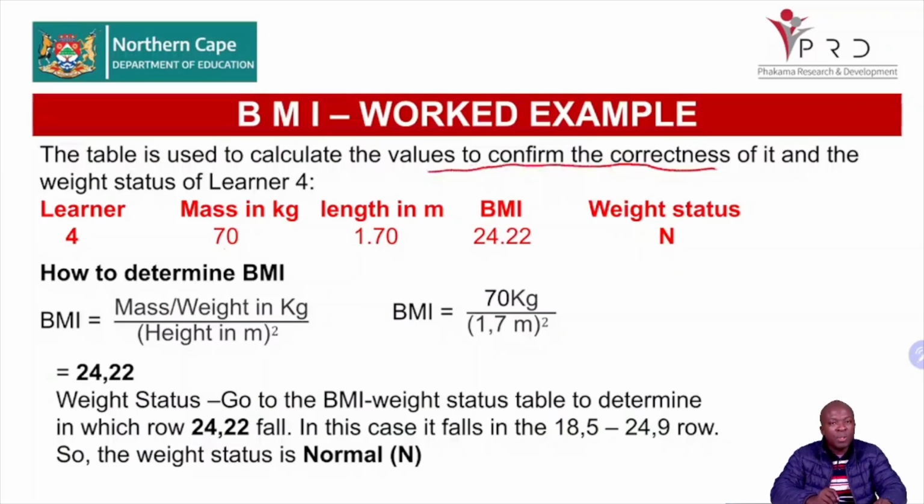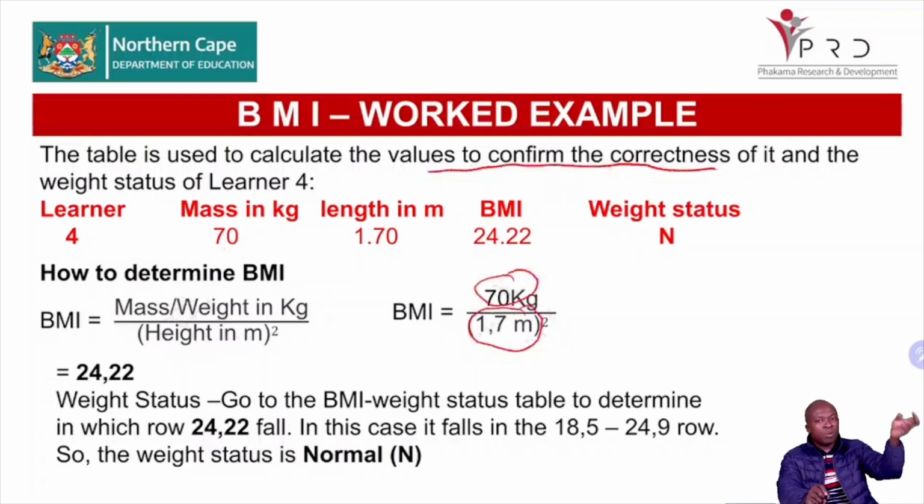So first, how do we determine the BMI? The BMI is the mass or weight divided by the height squared. So what is the mass? 70. Height squared, that's why you see I'm writing 1.7. But you see where the 2 is? It is outside the bracket, meaning it's 1.7 times 1.7. Let us try and see if we can get the answer. So it's 70 divided by, then you open bracket and say 1.7 times 1.7. You close the bracket and there we go. The answer is 24.22.